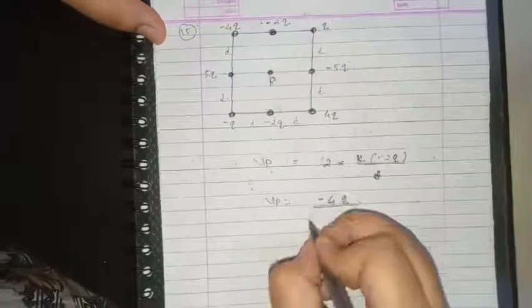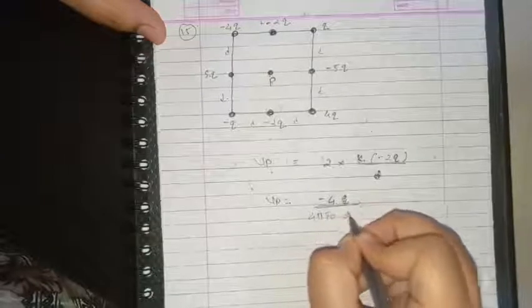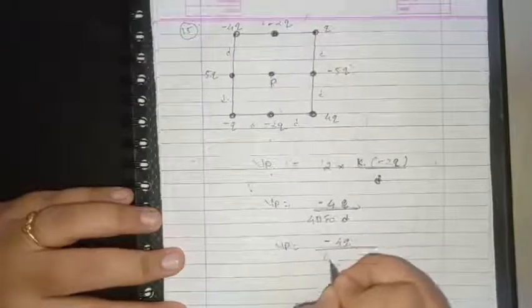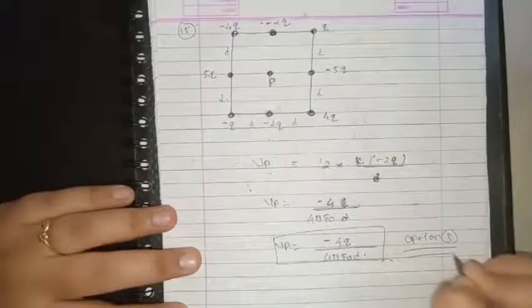K can be written as 1 upon 4 pi epsilon naught into d. So potential at P will be minus 4q divided by 4 pi epsilon naught d. So option 3 is the correct option.